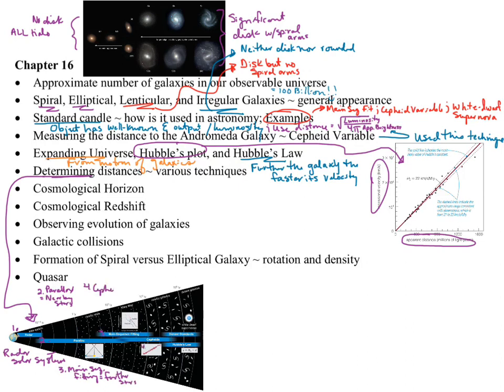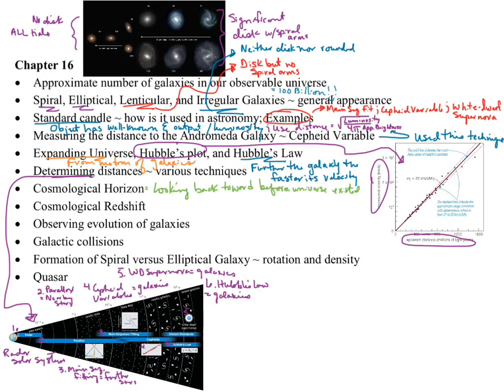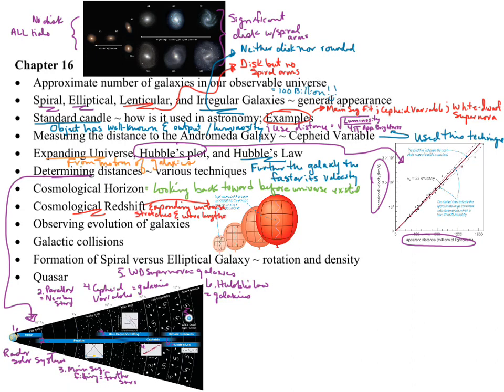So determining distances using various techniques looks like this. There's radar, then there's stellar parallax, and then there's main sequence fitting for stars in our galaxy. But 4, 5, and 6 are the ways that we get to distances for galaxies. Cepheid variable in a galaxy, white dwarf supernova in a galaxy, and Hubble's law in a galaxy. Cosmological horizon, looking back toward before the universe existed. Cosmological redshift, that was with the balloons. Basically, as the universe expanded, the fabric of space and time expanded, so wavelengths in that fabric actually were lengthened.